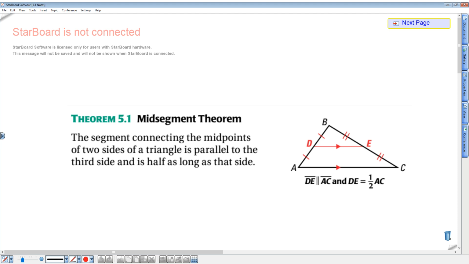You see that the midpoint of BA is going to be D. So we mark this as a midpoint, and then we're going to find the midpoint of line segment BC, which is going to be E. And we mark that as a midpoint. Because it's a midpoint, both sides are going to be equal to each other. So BE is going to be equal to EC, or we use the word congruent, and BD is going to be congruent to DA.